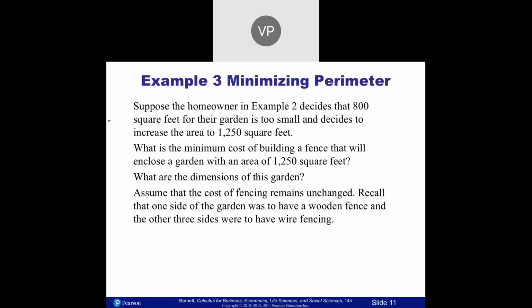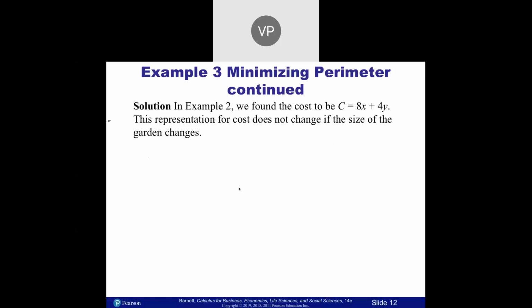The $2 per foot fence and the $6 per foot fence, that part's staying the same. So that's how they get this right here. This is the same equation of the cost earlier. Remember, three sides: there was a side that was X that was $2 per foot and one that was $6 per foot. You add them up, that's where you get the 8X. The Y sides were both $2 a foot. That's why it's 4Y. So that's our cost right there.